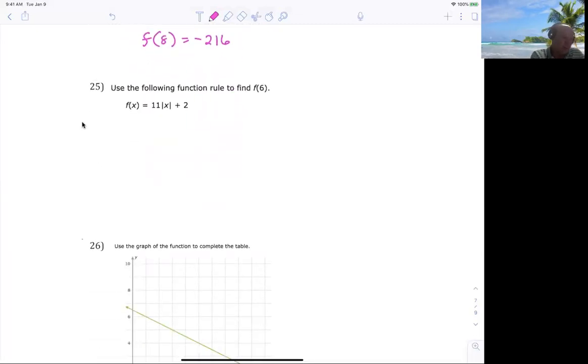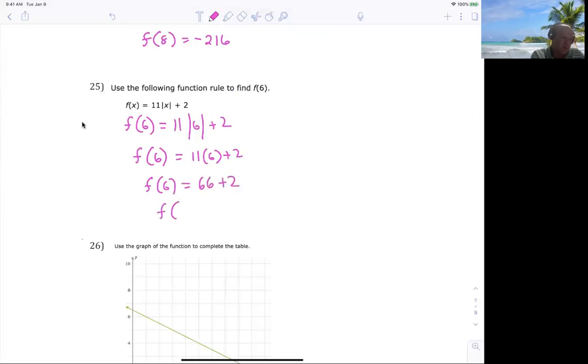Number 25. F of 6 equals 11 times the absolute value of 6 plus 2. F of 6 is equal to 11 times 6 plus 2, because the absolute value of 6 is 6. F of 6 equals 66 plus 2. So f of 6 is equal to 68. Simple as that, guys. Plug numbers in.